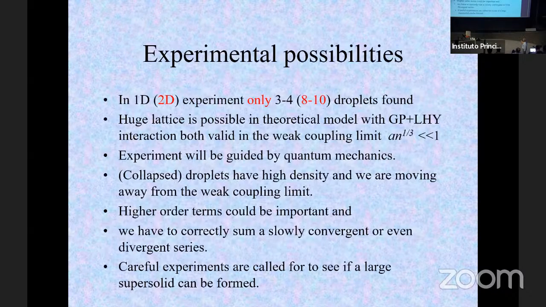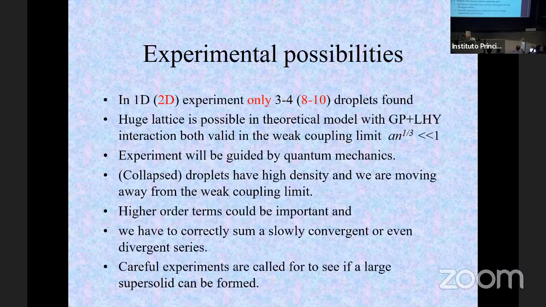Now the experimental possibilities, I had some comments. In 1D experiments, only a few droplets, maybe always fewer than around 8-10 droplets, in 1D or 2D settings were found. A huge lattice is possible in the theoretical model with the Gross-Pitaevskii equation and the Lee-Huang-Yang correction. But this correction, this Hamiltonian, is valid only in the weak coupling limit, where a is the scattering length and a times the density to the power 1/3 is less than 1.